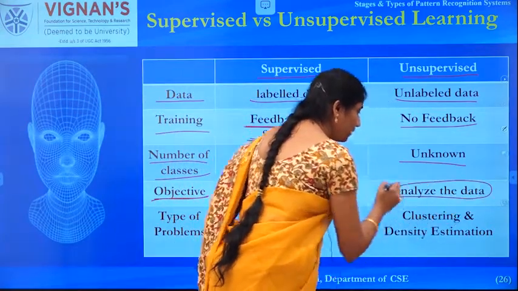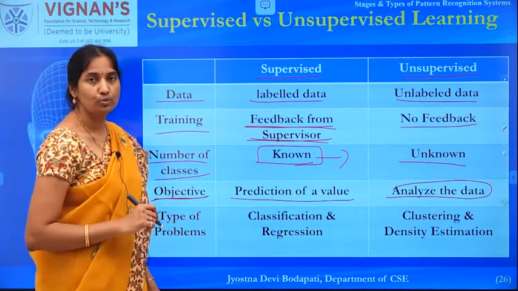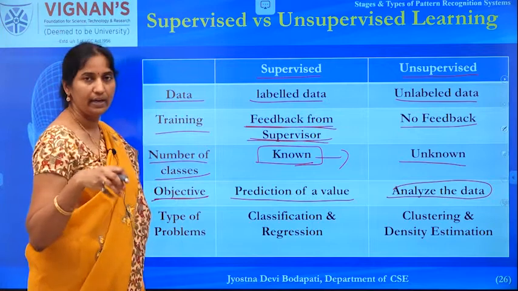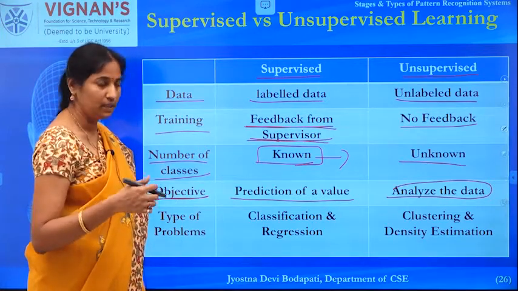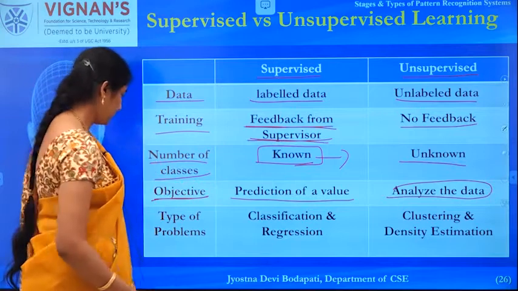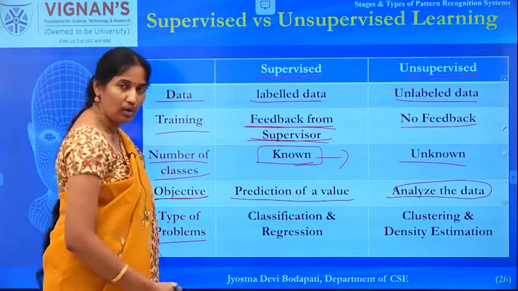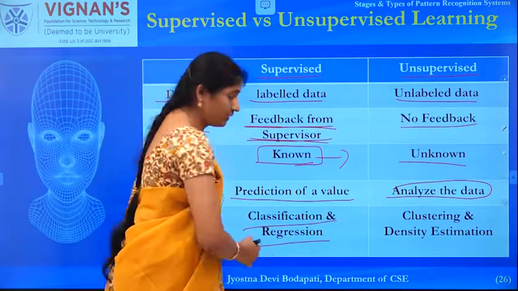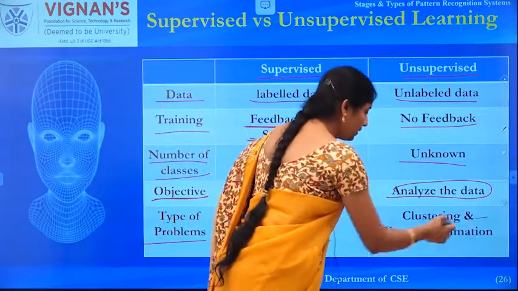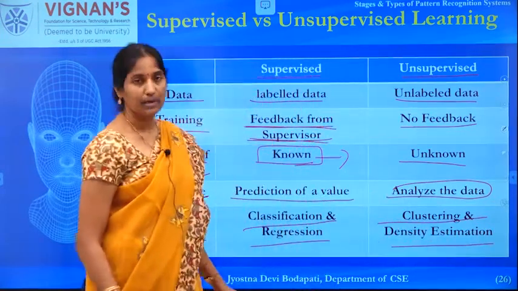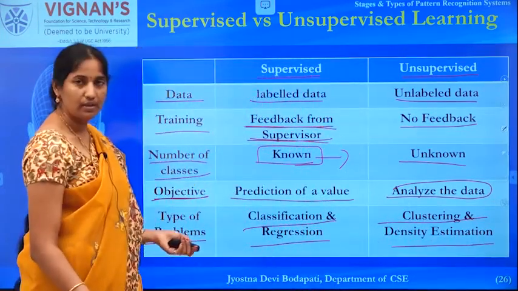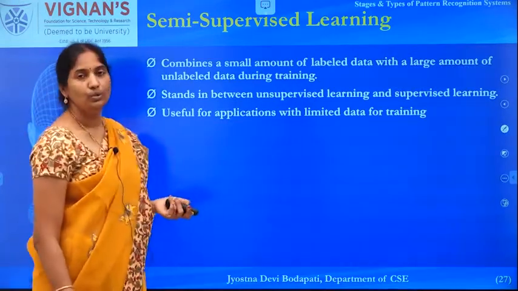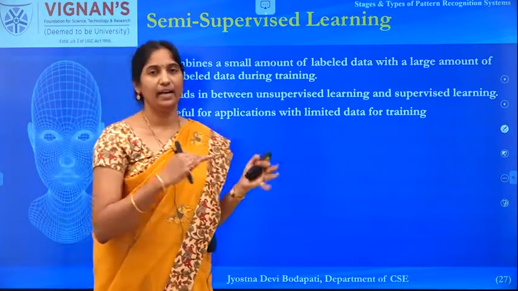But in the case of unsupervised learning, you are trying to analyze the patterns in the data. So you are not predicting any specific value. Based on analysis of the patterns in the data, you are grouping similar things into one pack. The types of problems that can be solved: under supervised learning, classification and regression are the tasks. And under unsupervised learning, you have clustering, density estimation, dimensionality reduction, and of course abnormality detection also.